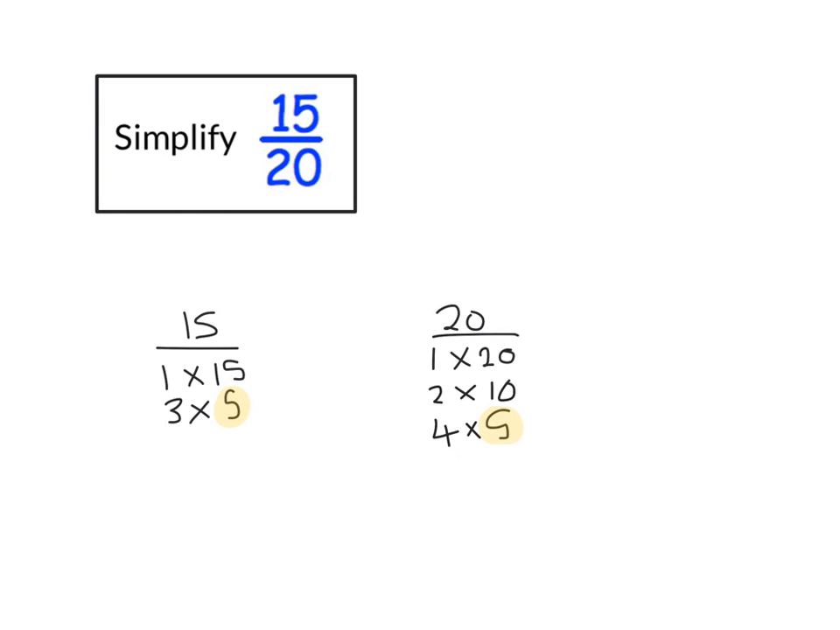So now I'm going to go back to my question and I'm going to divide both the top and bottom by 5. Now doing this does not change the value of this fraction. It will be an equivalent fraction. It will just be in its simplest form. So 15 divided by 5 is 3. 20 divided by 5 is 4. So my answer is 3/4.